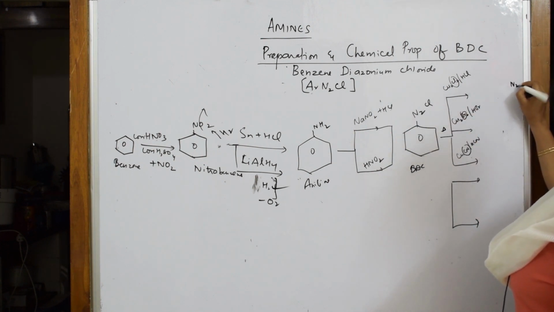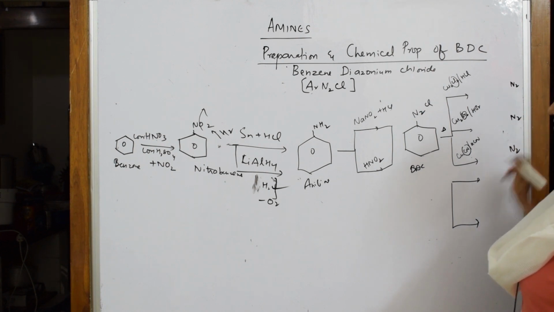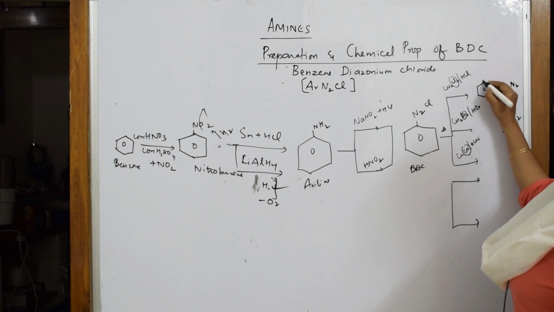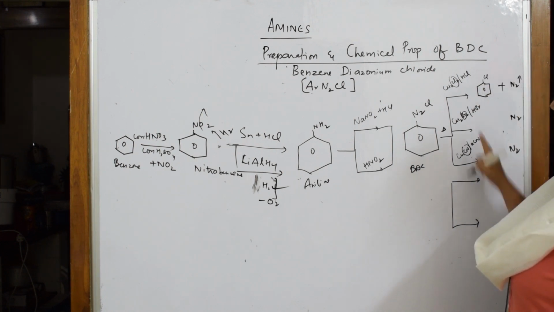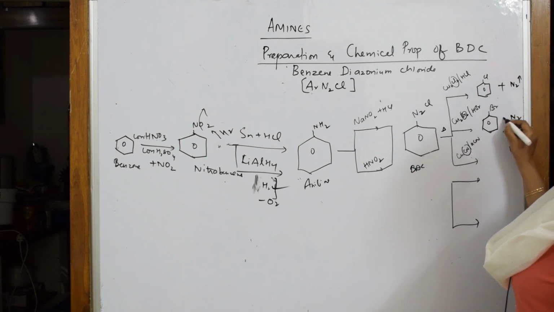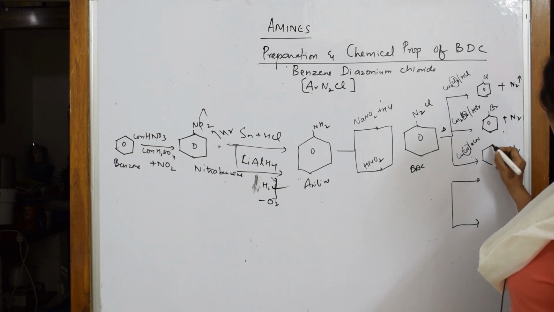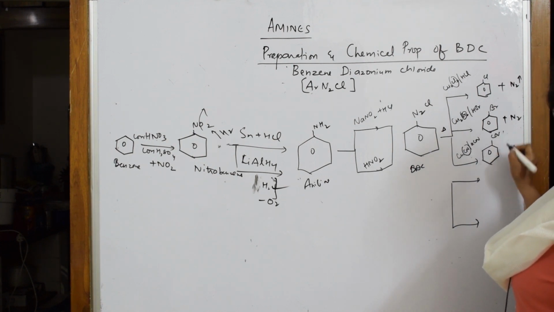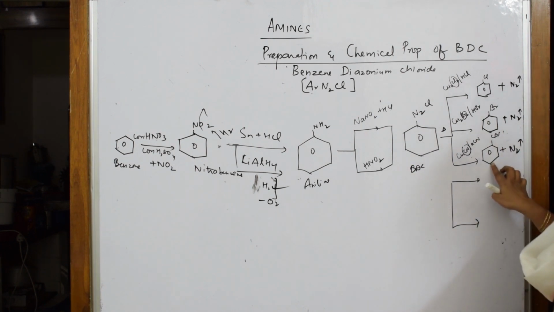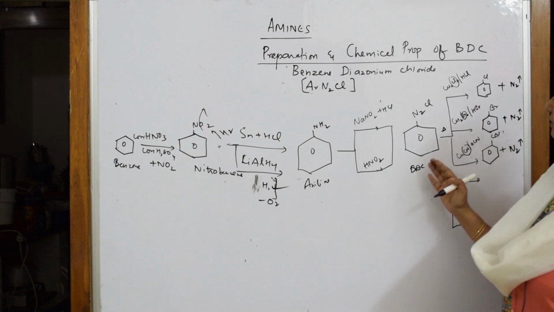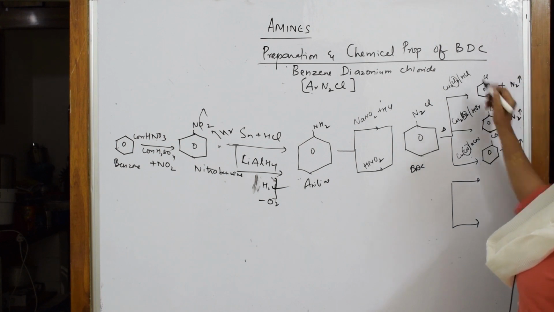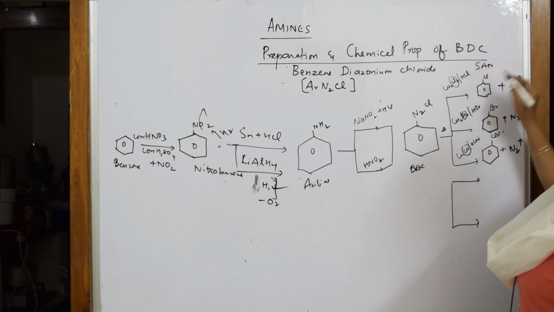Nitrogen gas escapes out everywhere. So this is going to form a compound called chlorobenzene. Here the nucleophile is bromine, so bromobenzene. Here cyano is a group which is going to attack, giving cyanobenzene. This reaction where you are converting BDC to chloro, bromo and cyanobenzene, these reactions are called Sandmeyer's reactions.